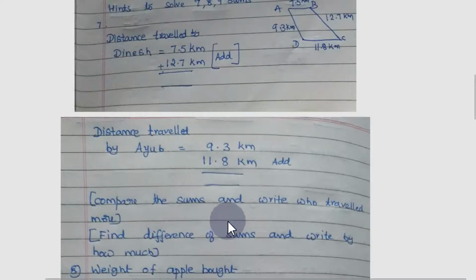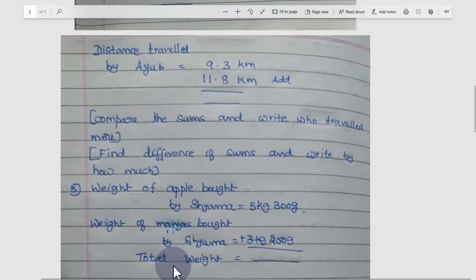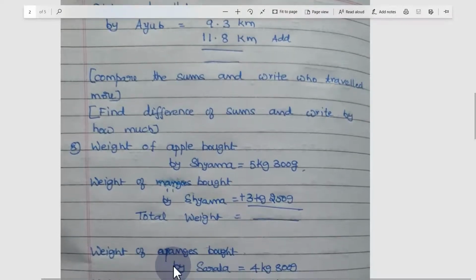Don't forget to write a unit like kilometer. You have to write it here. So if you get 1 kilometer, it means 1 kilometer is the difference. You have to write that in the sum. Next sum.